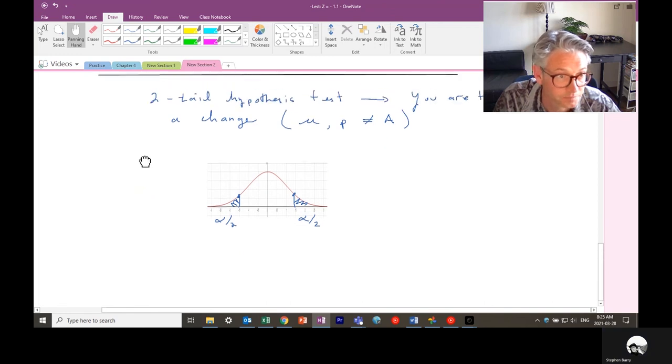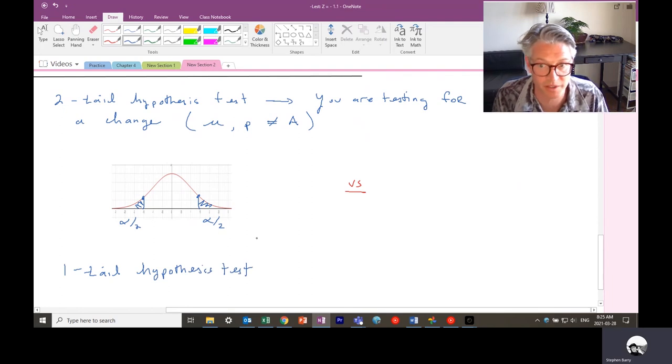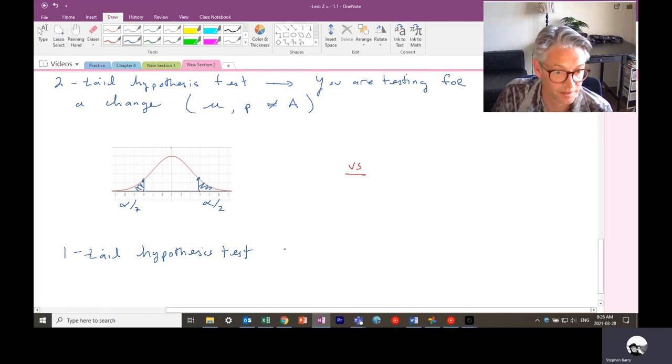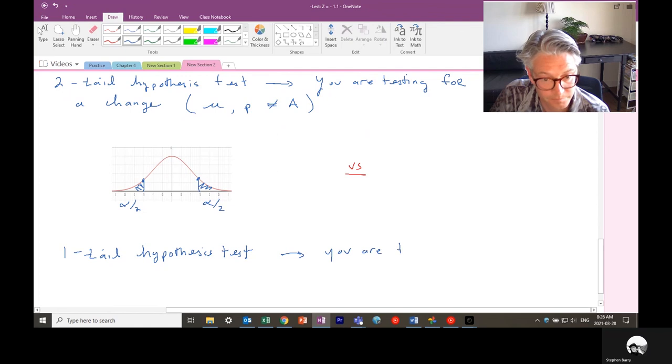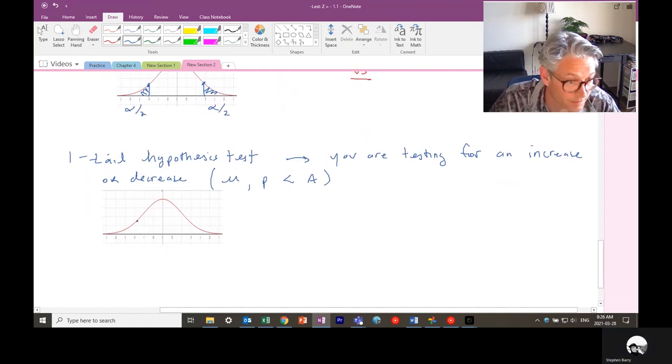In a one-tail test, this is the decision you have to make based on the information they give you. In a one-tail test, and again, this is what I think is the more important one, the one you would use when you're trying to prove if something has gone up or gone down, you are testing for a decrease or an increase in your population parameter. So either your average or your proportion has increased or decreased. And in that case, all of your uncertainty is in one area. All of your alpha is below, or all of your alpha is above.